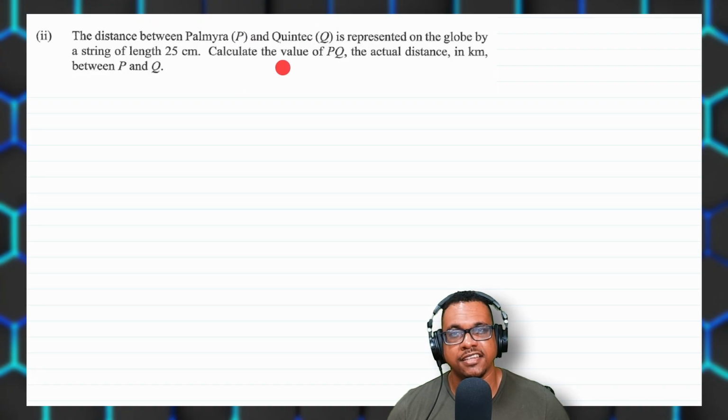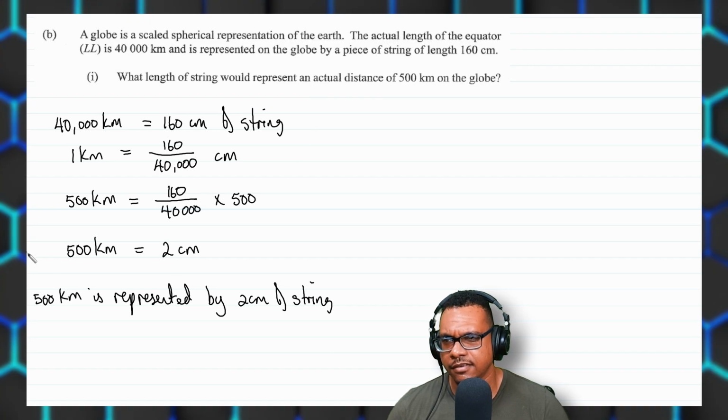Now they want us to calculate the value of PQ, the actual distance in kilometers. I could just go back and take what we worked out, that 2 centimeters represents 500 kilometers, and then work it back so that 1 centimeter represents 250 kilometers. So let's take this here: 2 centimeters represents 500 kilometers.